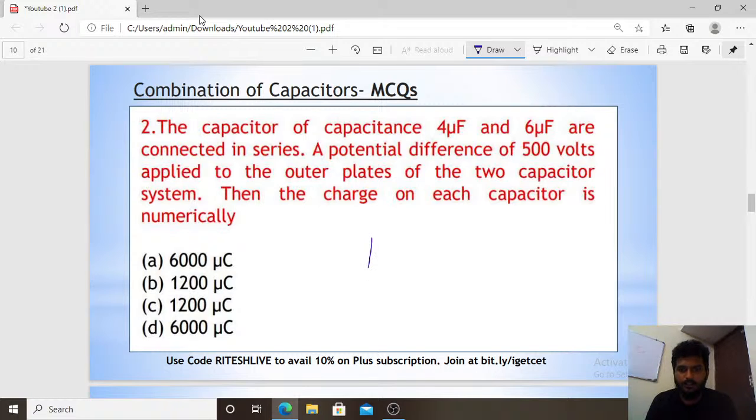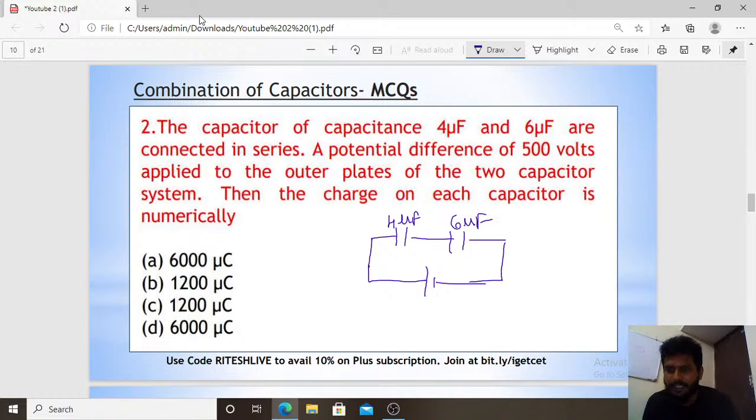Sorry, forgot to tell. So these two are connected in series, two capacitors, right? Then they are connected to one battery. One capacitor of 4 microfarad and another capacitor of 6 microfarad connected to a battery of 500 volts. So you need to find the charges on each capacitor, here and here. First, you need to get the Q net value. Charges over two capacitors which are in series will be the same.